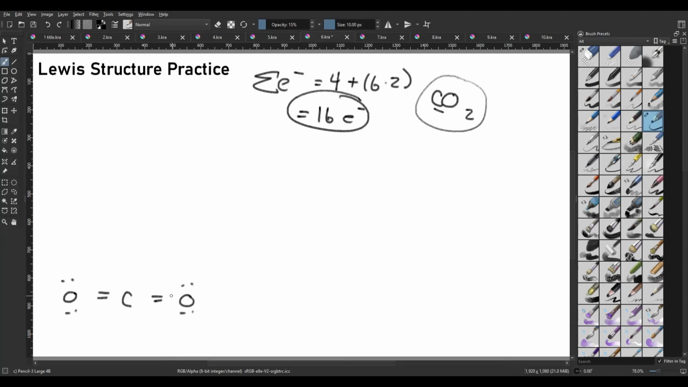There's 2, 4, 6, 8, 10, 12, 14, 16 electrons. Carbon has 4 bonds, it's happy. Oxygen, each one has 2 bonds, it's happy. So this is good. And so I'm going to draw brackets around this one. I'm going to point something out here.